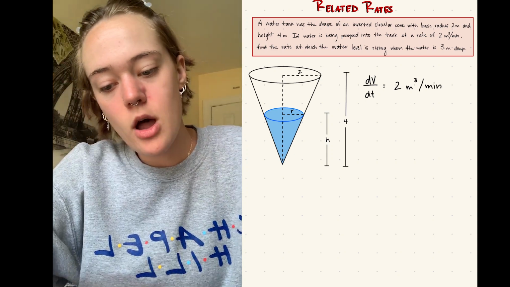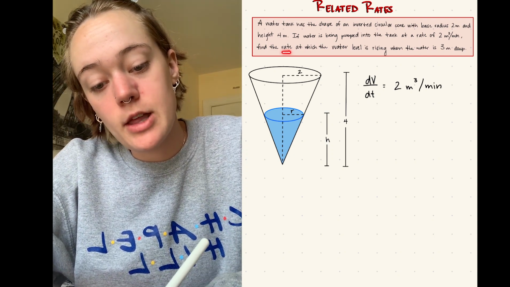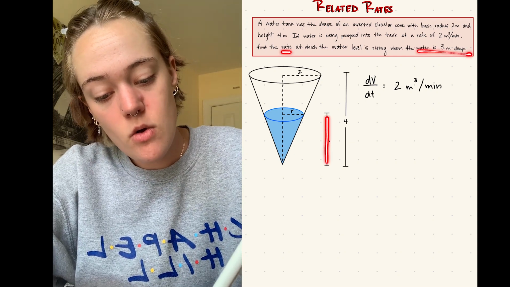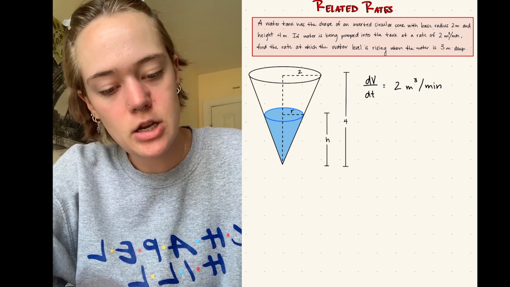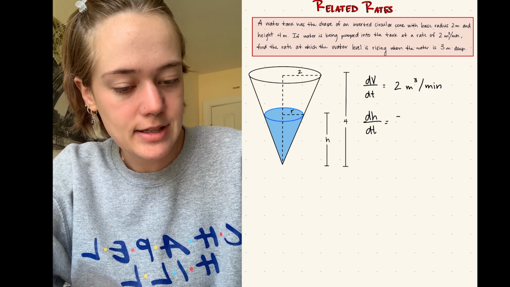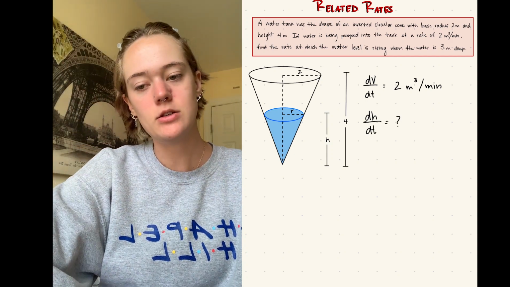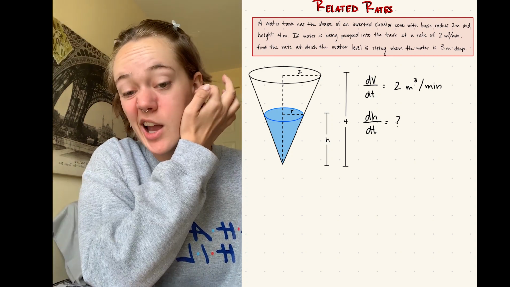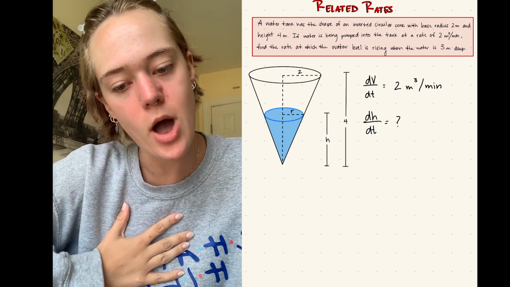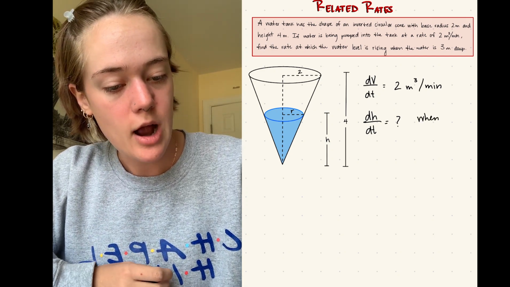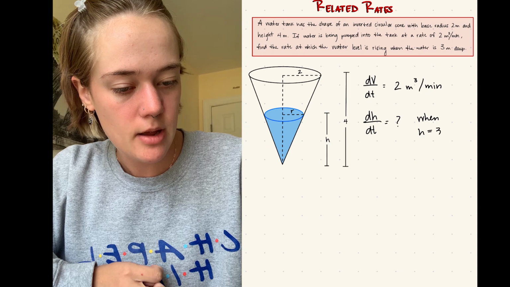What are we interested in? Well, we're interested in the rate at which the water level is rising at a certain point when the water is 3 meters deep. So that's going to be how our height is changing, our dh/dt. We want to know what that is at a certain point, right? Because the water rate is changing at different heights, right? So they want to know particularly what the dh/dt is when our height is equal to 3.